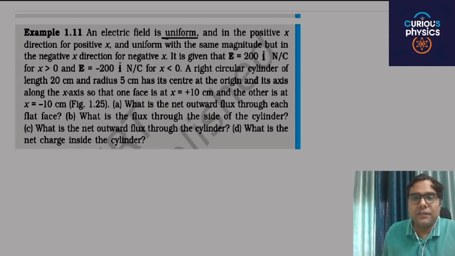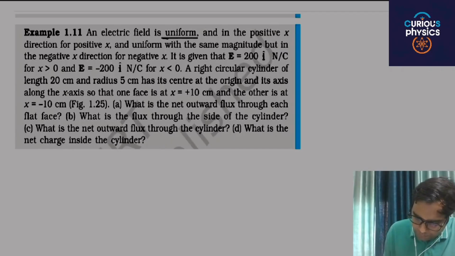That's why the electric field in x direction was given by something like alpha into x raised to power 1 by 2, in the positive x direction for positive x, and uniform with the same magnitude but in the negative x direction for negative x. It is given that E is equal to 200 i Newton per coulomb in the positive direction, and minus this for x less than 0. A right circular cylinder of length 20 centimeter and radius 5 centimeter.